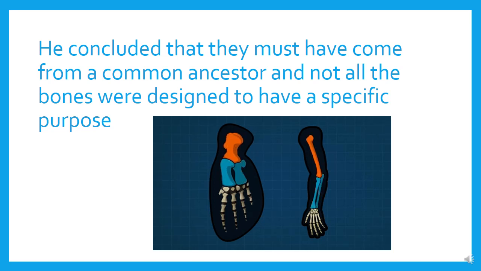He concluded that they must have come from a common ancestor and not all the bones were designed to have a specific purpose. This means flippers and wings and hands all work differently, and yet they all still share this same common structure, which means at some point in the past that they must have all resembled each other, so they must have had a common ancestor.